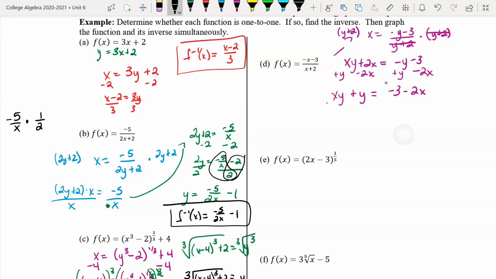Now what we do is we factor this side. So I'm going to say y is what I'm going to factor out. So I'm going to have y times (x plus 1) equals negative 3 minus 2x. I'm going to divide by x plus 1, divide by x plus 1. I get y equals negative 3 minus 2x over x plus 1. So that would be your answer.